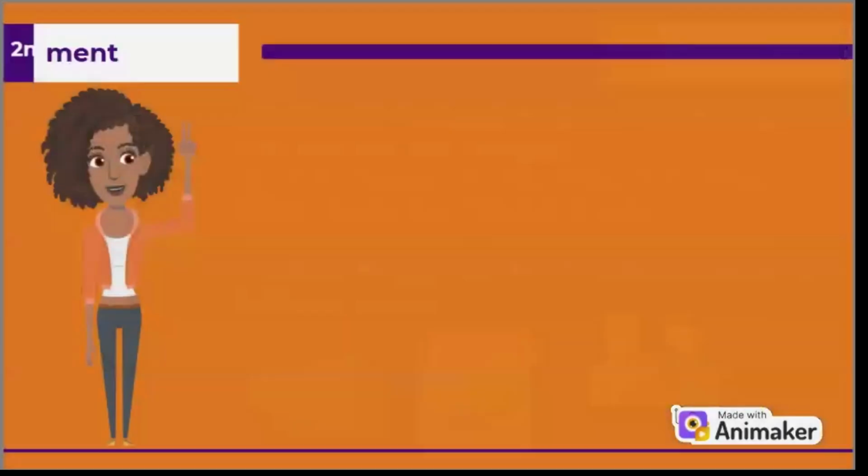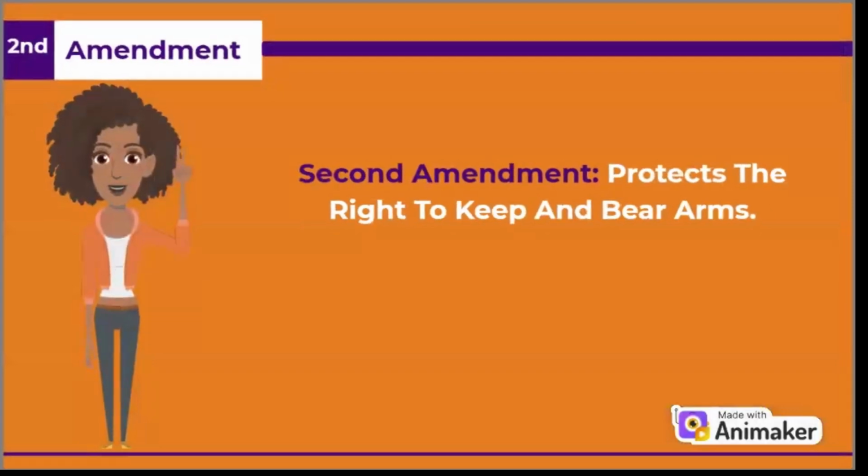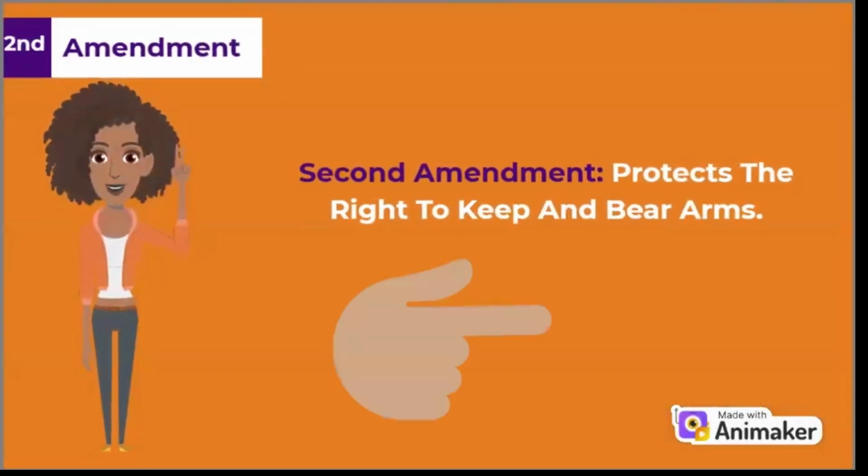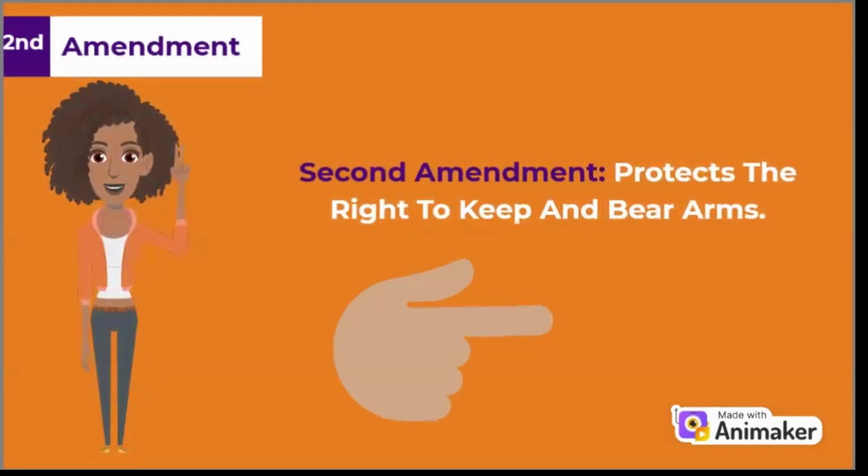The Second Amendment protects the right to keep and bear arms. Now let's practice this amendment. Using your hand, point your index finger and stick out your thumb, this forms a weapon. You are holding up two fingers to remind you this is the Second Amendment.